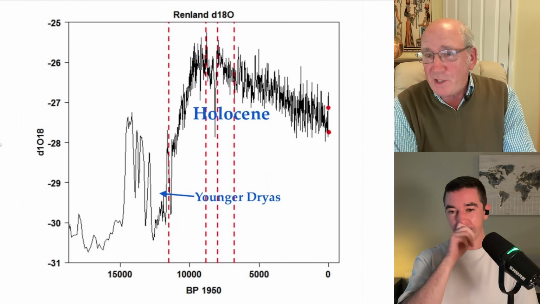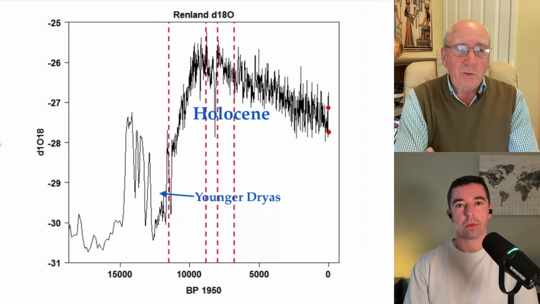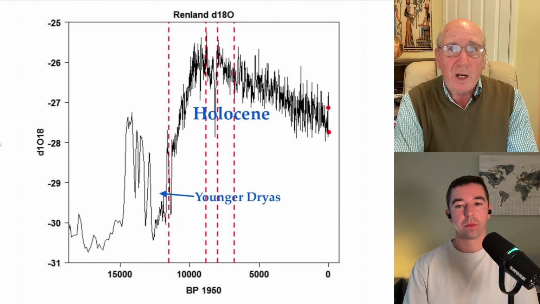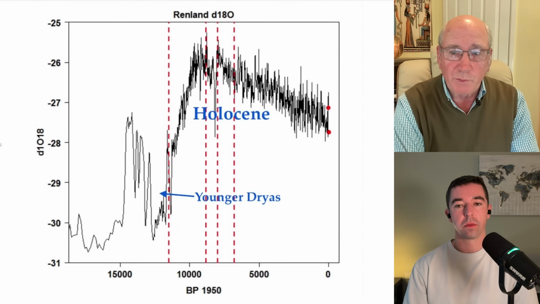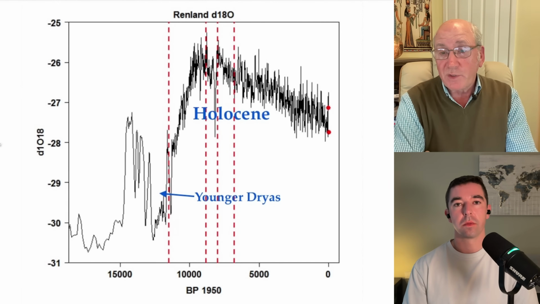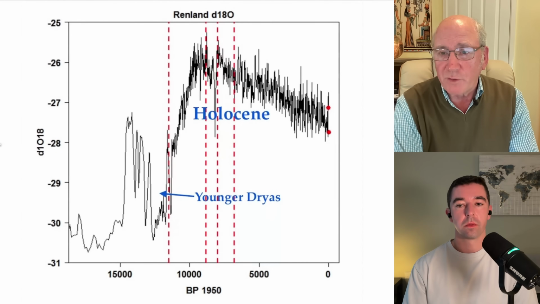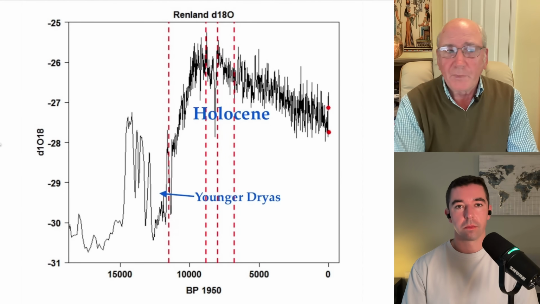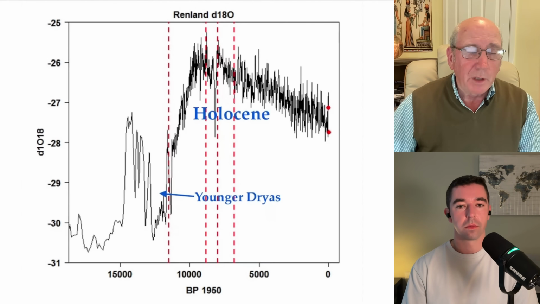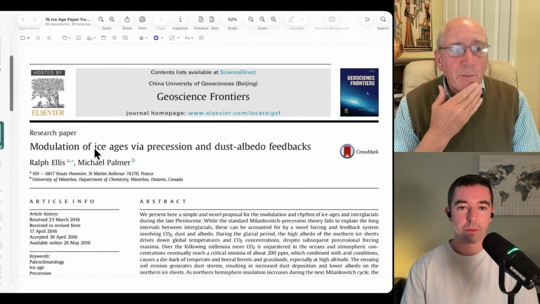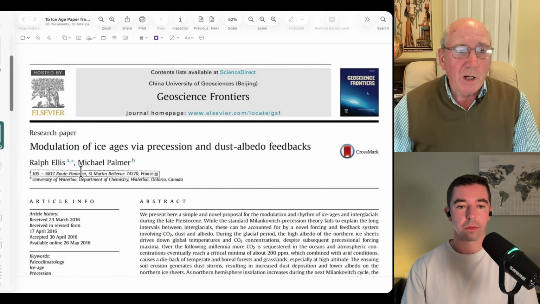So all of these mysteries prompted me to try and find out why we have these interglacials, because the CO2, as we've seen, is not a good explanation for why we get interglacial warming. So I wrote this paper. So this is my paper together with Michael Palmer.